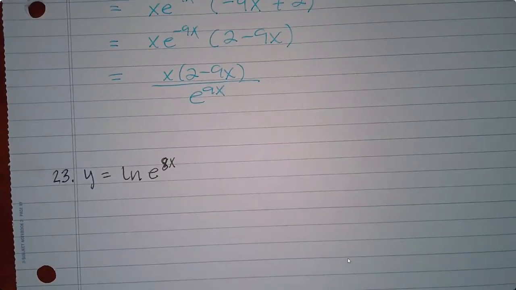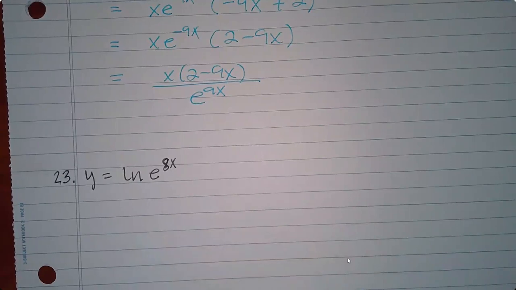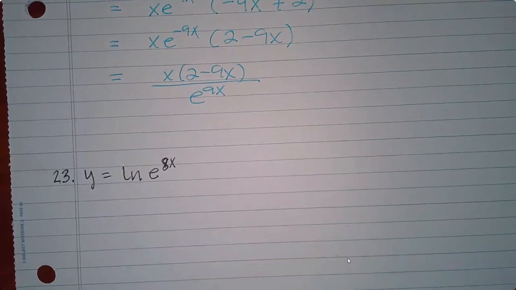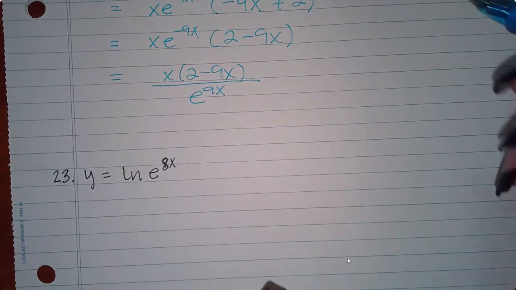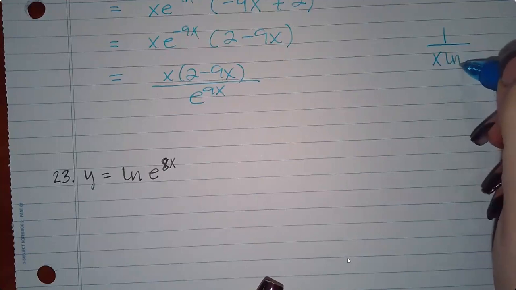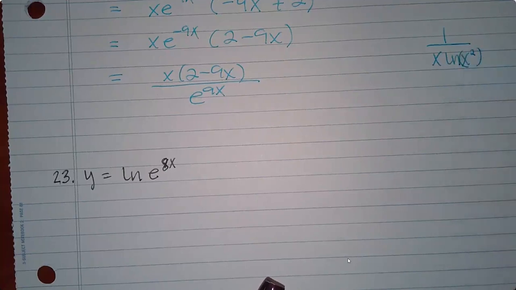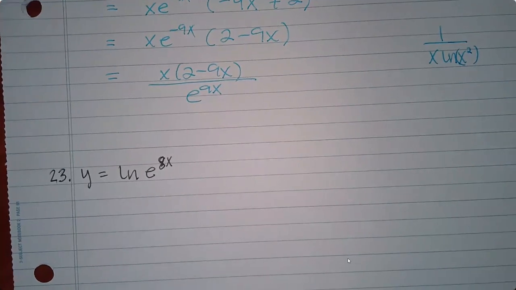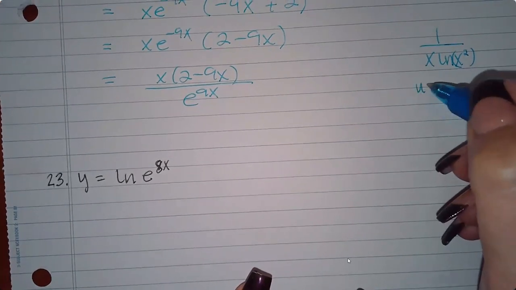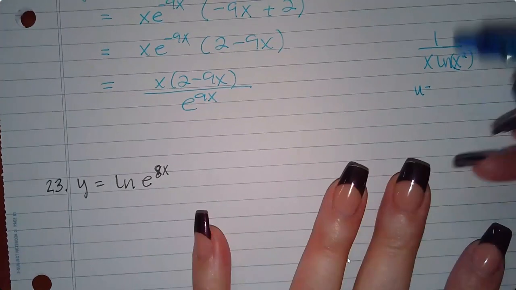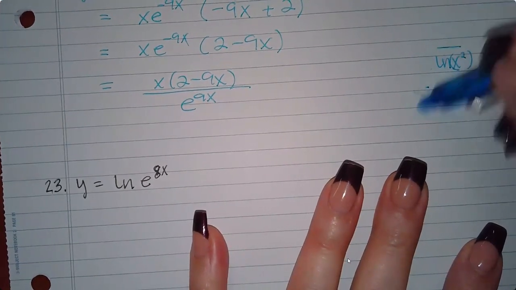Now, 23, this one's weird. I love when they have ln of e. It happened on the test. There was a problem, I cannot remember. It was like 1 over x ln of x squared, something like this. And most of you let you, oh, I'm thinking of the wrong class. That's a Cal 2 question. Sorry.